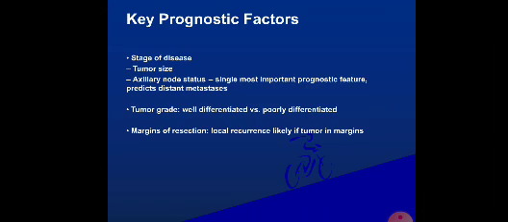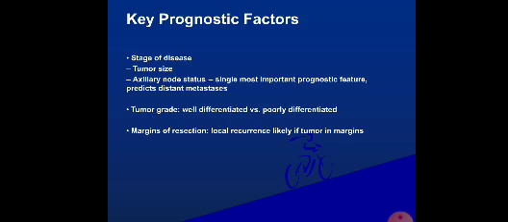What are the key prognostic factors? First is stage of tumor. Tumor size: a small size less than 2 centimeters is stage T1, then 2 to 5 centimeters is T2, or more than 5 centimeters is T3. Then axillary node status, the single most important prognostic factor, predicting distant metastasis. Tumor grade: we have to grade the tumor as well differentiated, moderately differentiated, or poorly differentiated, G1, G2, G3.